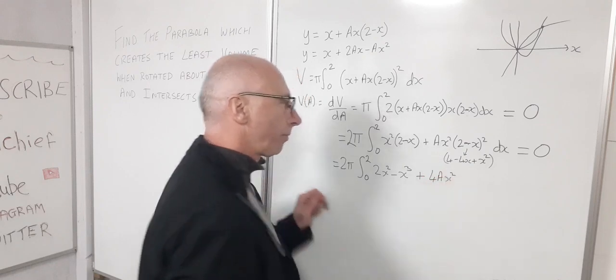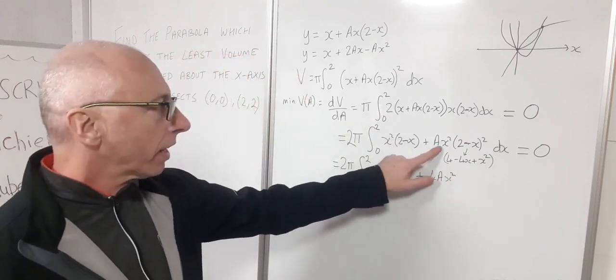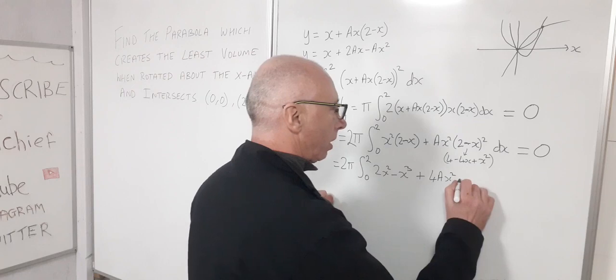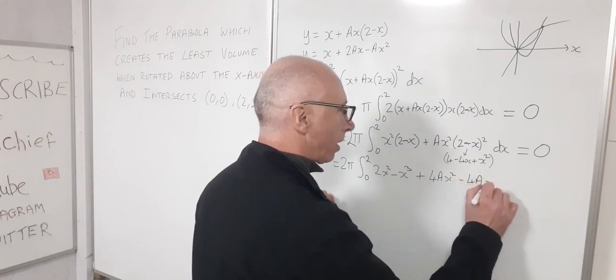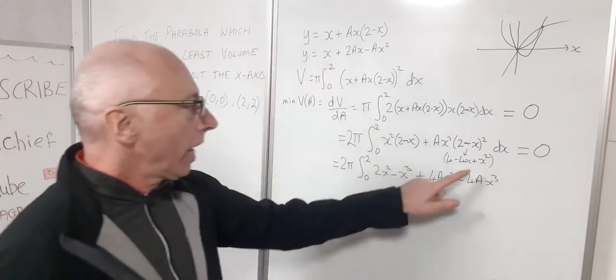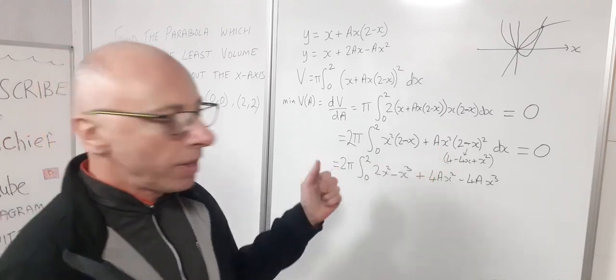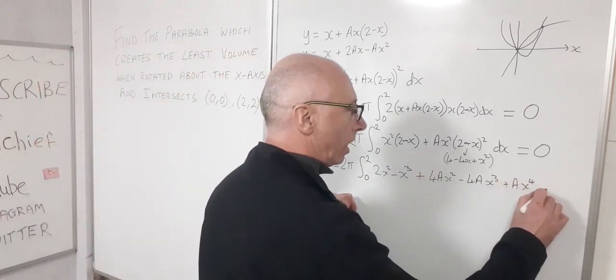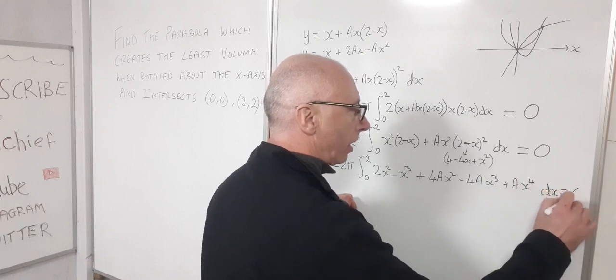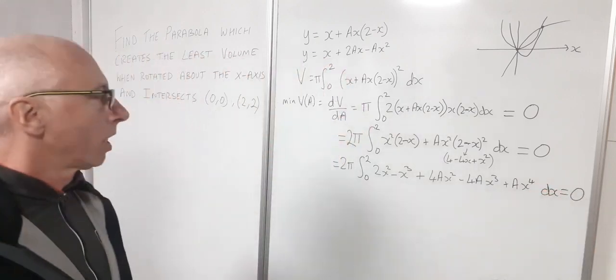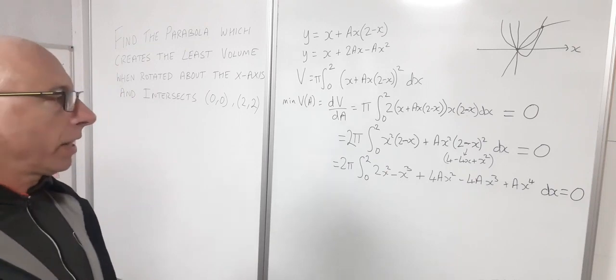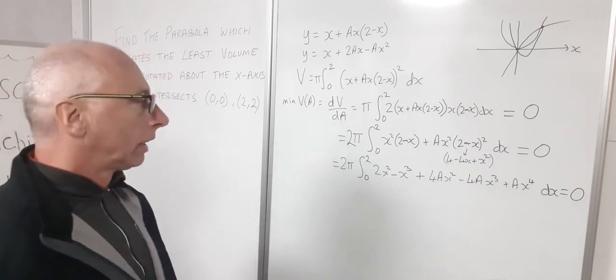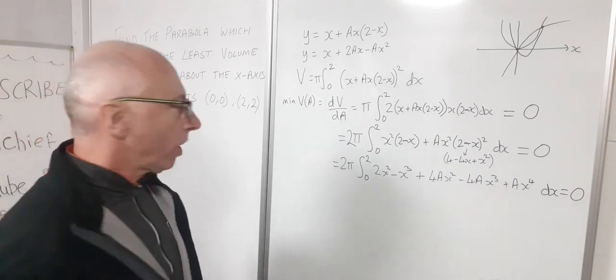4ax squared. Minus 4x times this. So that's going to give me minus 4ax cubed. And then x squared times all of this. That's going to give me plus ax to the 4. And with regards to x, and set it to 0. Okay, right, now we're ready to integrate. So let's just go straight into it.